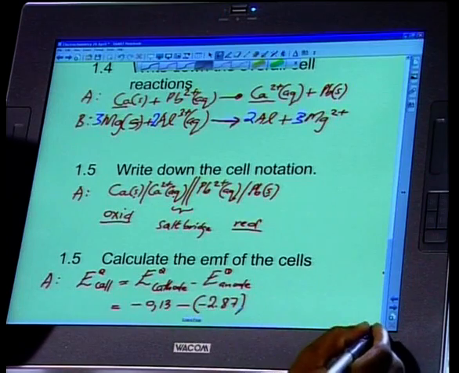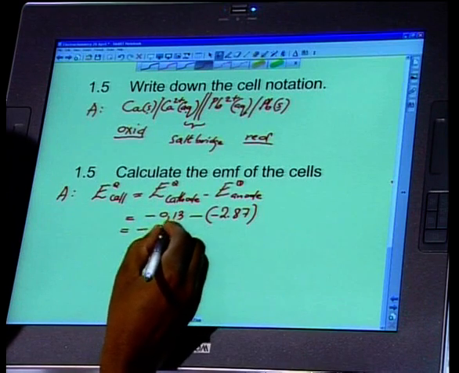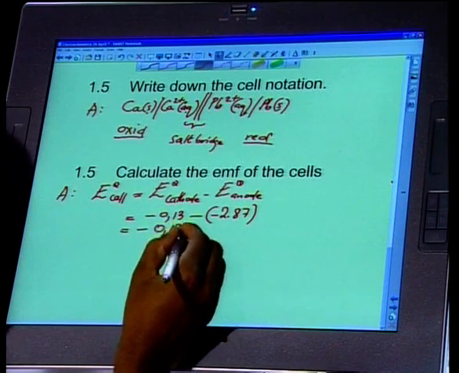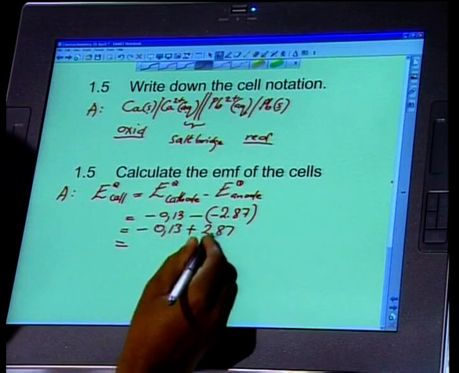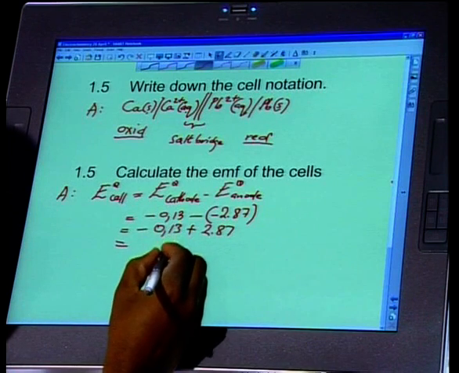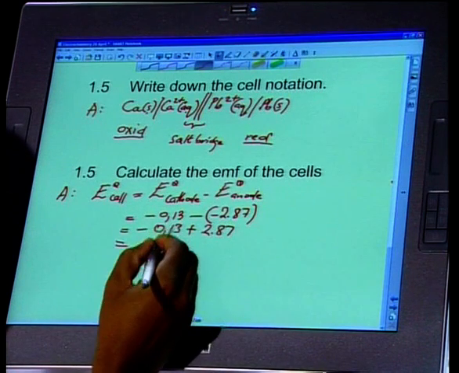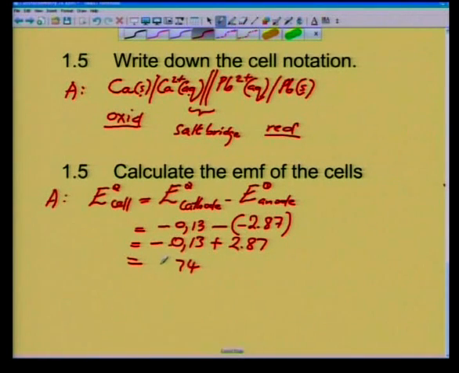2.87. Now, what is this going to give us? This will be minus 0.13 plus 2.87. What will be the answer? 7 minus 3 will be 4. 8 minus 1 will be 7. 2 minus 0 will be 2. Okay, so we're going to have 2.74 volts. So that will be the EMF of A.